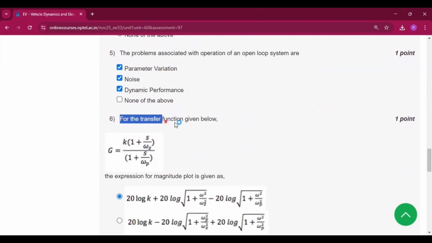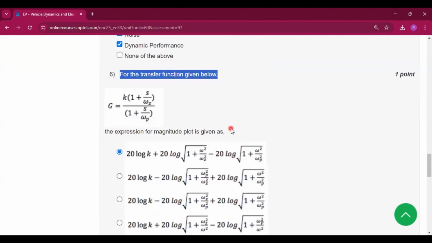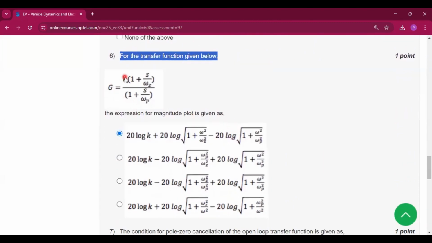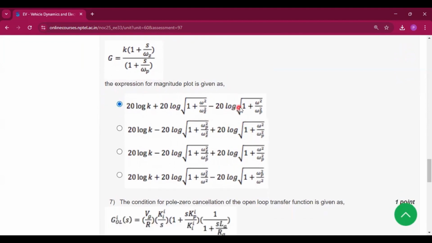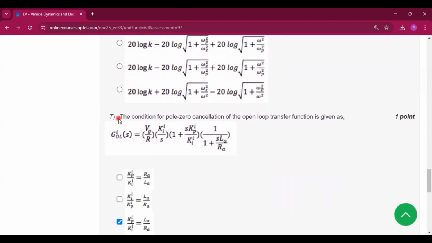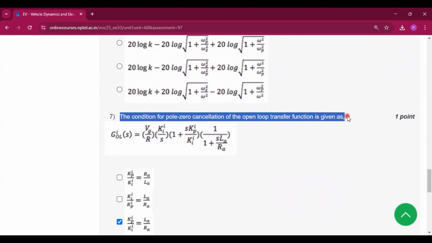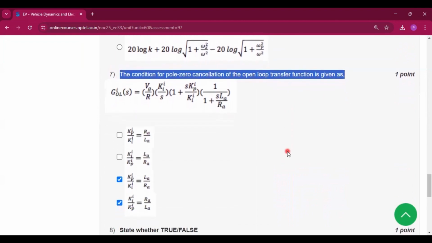Now for question number 6, for the transfer function given below, G is given K (1 plus S by omega Z) over (1 plus S by omega P). Now the expression for magnitude plot is 20 log K plus 20 log root over 1 plus omega square by omega Z square minus 20 log root over 1 plus omega square by omega P square. Option A.